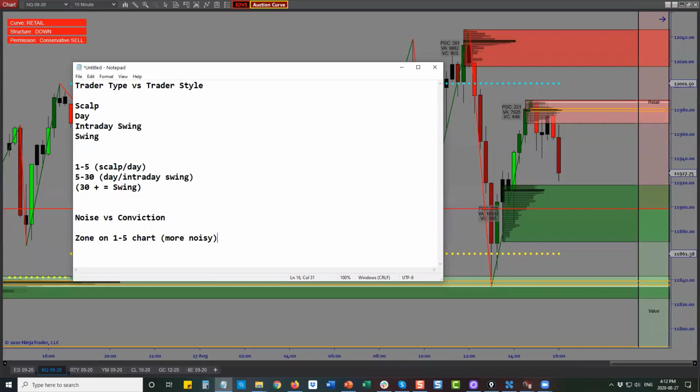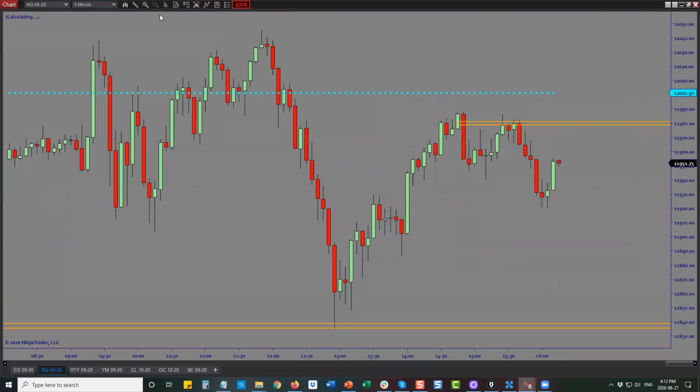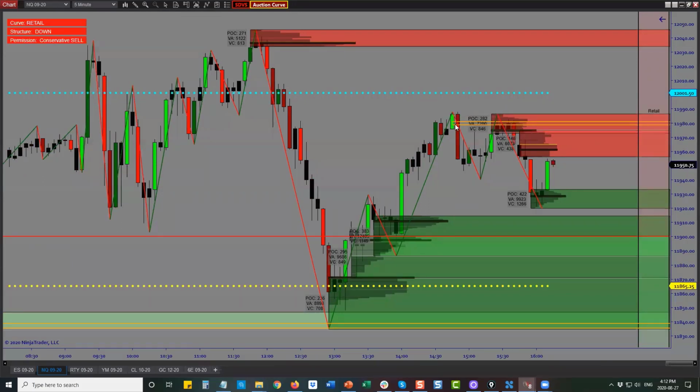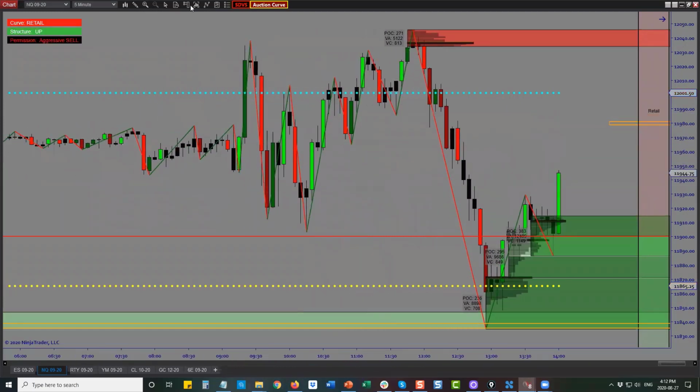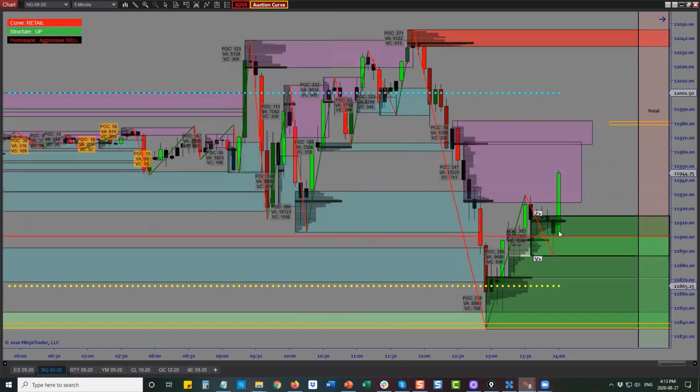Let's bring this down to say a 5 minute and take a look here. Maybe I'm getting data lockup. There it is. So we didn't actually get supply there, but we had it here, as price was coming into that level. But here's the difference. You can see that the structure is different. You can already see it.